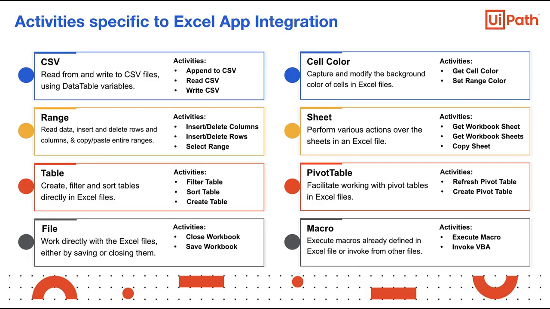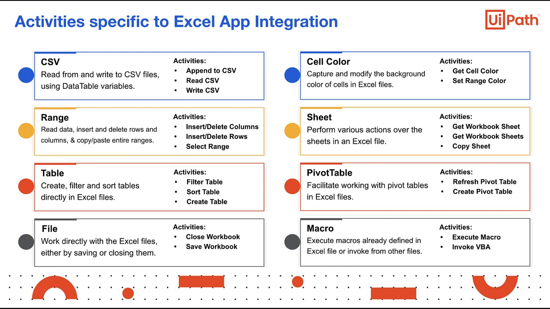File. These activities work directly with the Excel files, either by saving or closing them. The activities under this category are Close Workbook and Save Workbook. Close Workbook closes an opened Excel workbook, and Save Workbook saves changes to the workbook specified in the Workbook Path property of the Excel application scope. It can only be used in the Excel application scope activity.